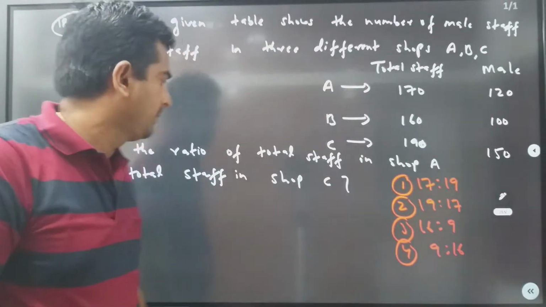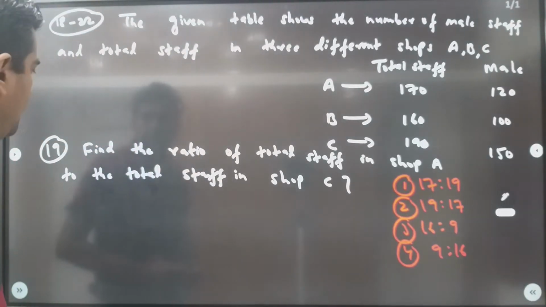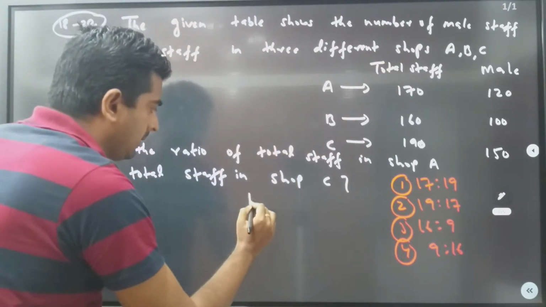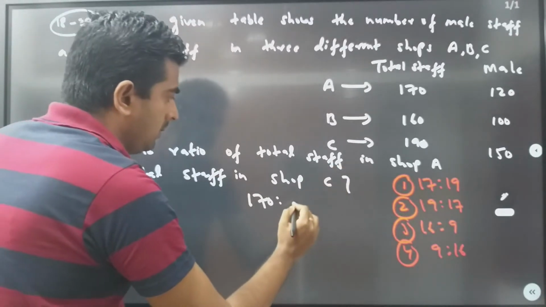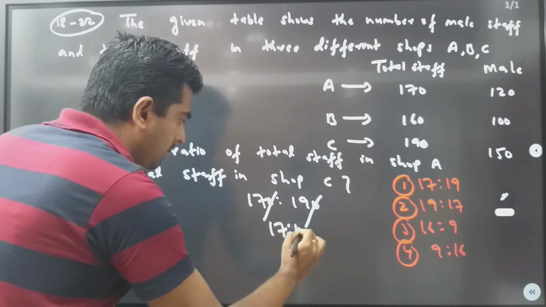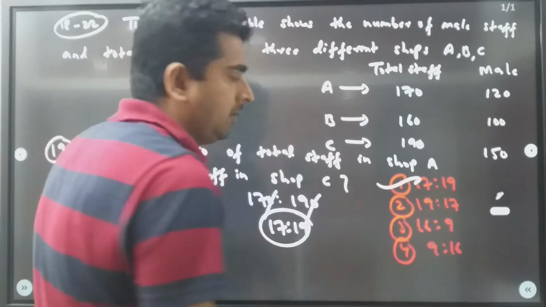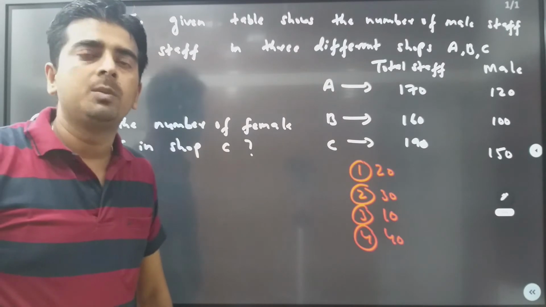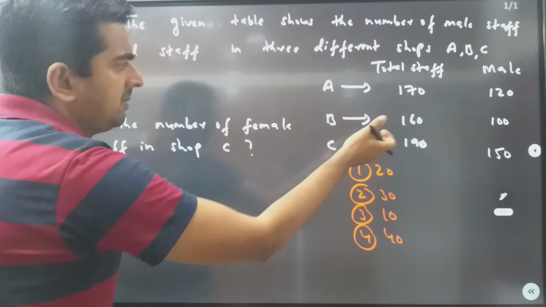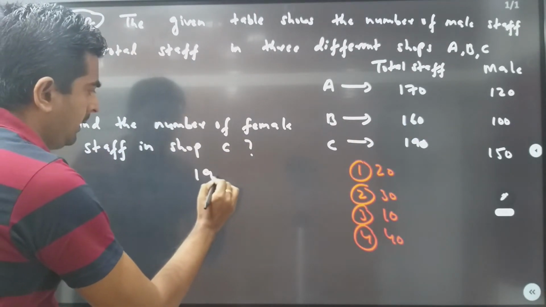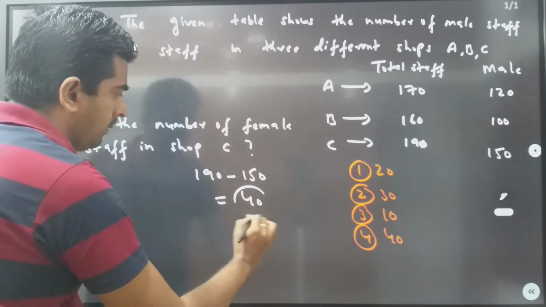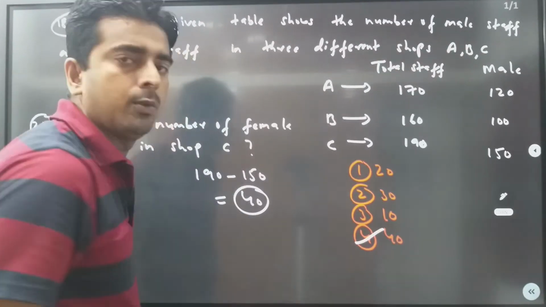So now we'll see the next one. Find the ratio of total staff in shop A to the total staff in shop C. Shop A, how many total staff are there? 170. Shop C, 190. Ratio they are asking. So what is my answer? 17 is to 19, which is the first option. So now we'll see question number 20. Find the number of female staff in shop C. Female staff in shop C, total minus male. So 190 minus 150. What is the answer? 40. My answer is the fourth option.